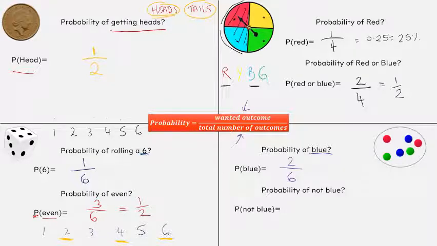What about the probability of it being not blue? Well, for the numerator, the wanted outcome, the total number of marbles that are not blue are 1, 2, 3, 4. There's 4 that are not blue. And how many are there in total? Well, there's 6 marbles in total, so we get 4/6 for our answer.